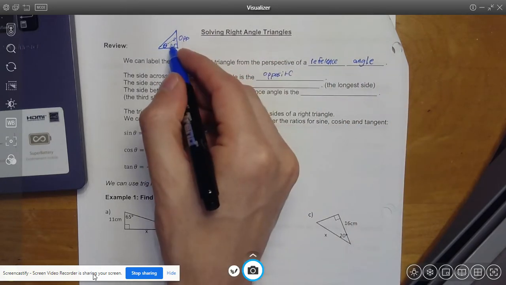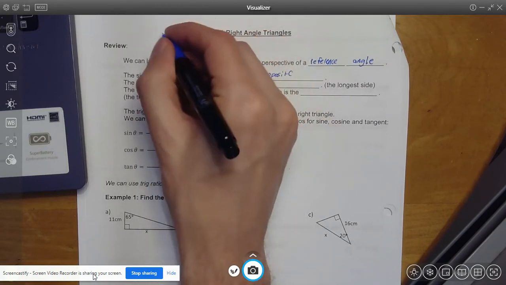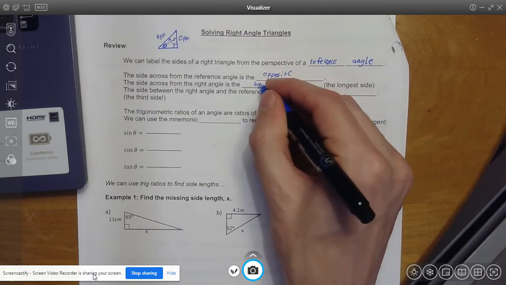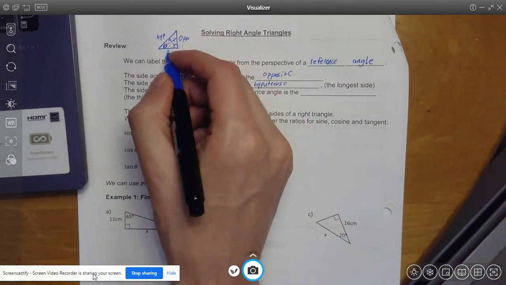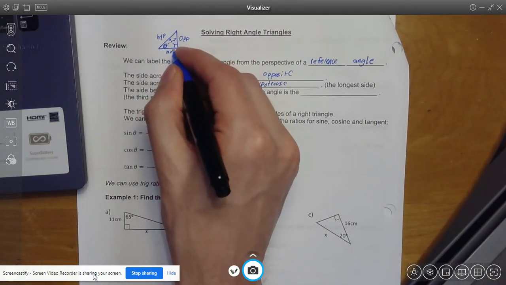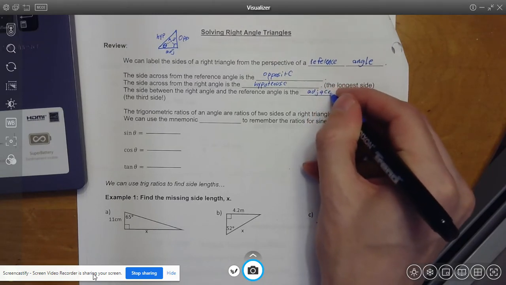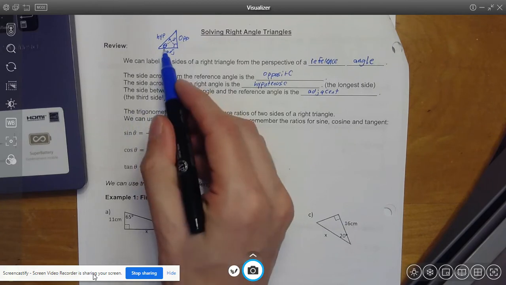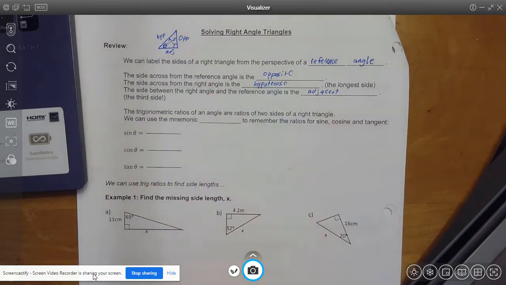The side across from the right angle, which is always the longest side, is what we call the hypotenuse. So hopefully you learned that term in grade 8 or grade 9 when you were talking about the Pythagorean theorem. And then this third side is called the adjacent side. So adjacent in English means next to or beside. So it's next to the reference angle, or it's next to or in between the reference angle and the right angle. So that's where we're always going to label those three sides.